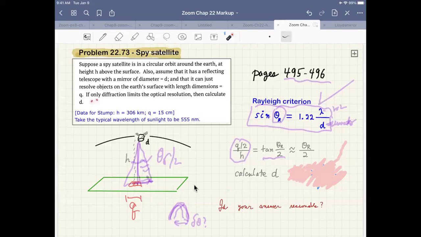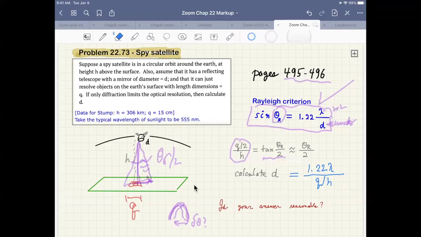Now, let's say that diffraction limits the optical resolution to this linear size q. Then calculate what the diameter of the spy satellite has to be. So we're going to solve for d. Bring this over to the other side of the equation, divide through by sine theta. So d is 1.22 lambda over sine theta. Sine theta is about the same as tangent theta. Tangent theta will be q over h. So d will be 1.22 lambda divided by q over h.